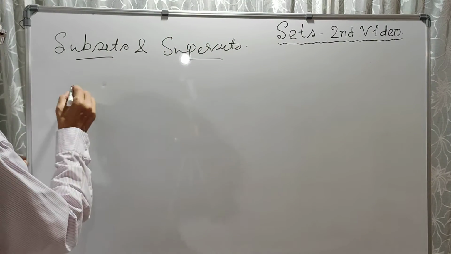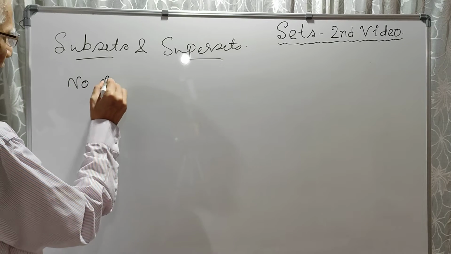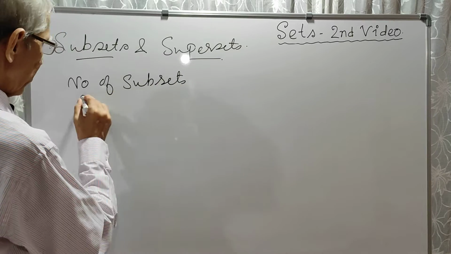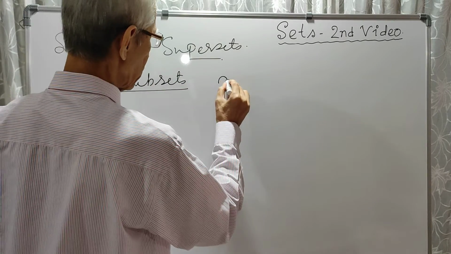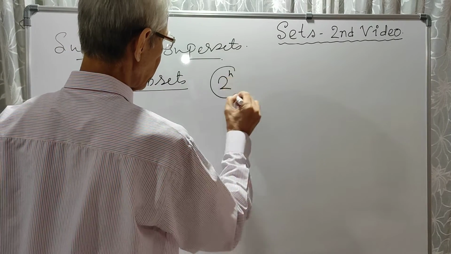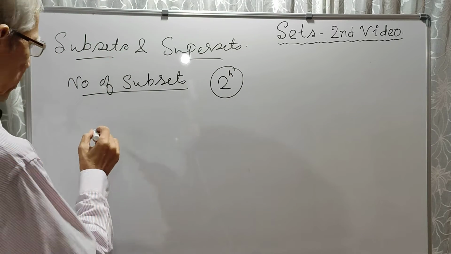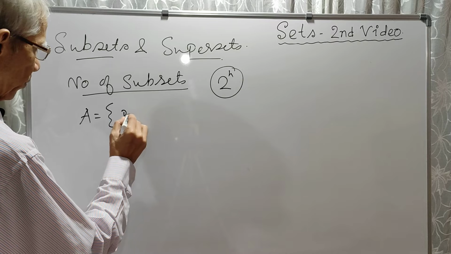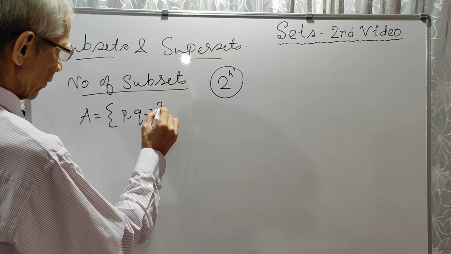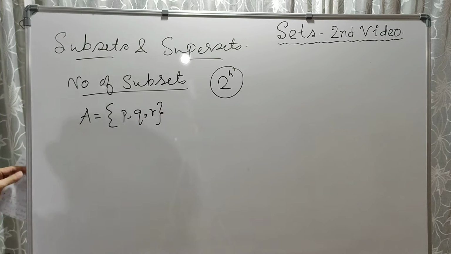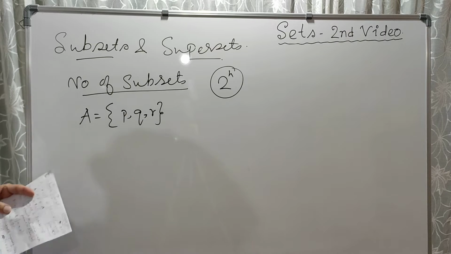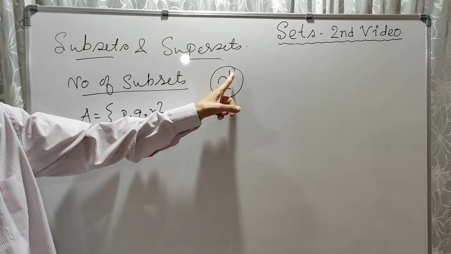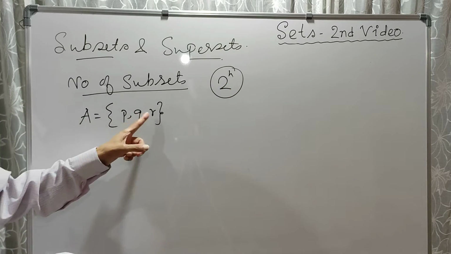Now, next, number of subsets. For number of subsets, there is a formula: 2 to the power n. This is the formula for number of subsets. Now, suppose this is the set A containing the letters P, Q, R. So, this is a set of 3 letters. Now, here n is 3. Here n means number of elements. It has 3 elements.